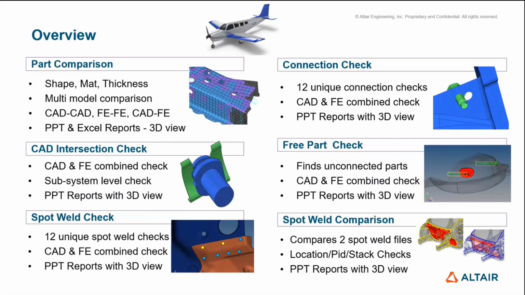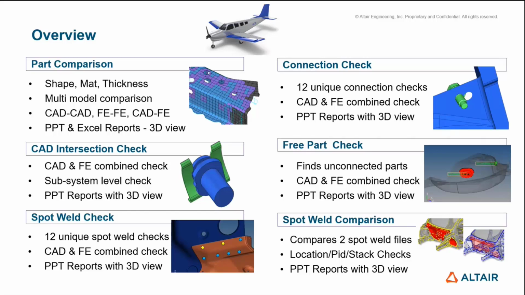Usually I start with this overview of the function. We have part comparison, which compares two models. Then we have intersection check, which does the intersection check on our CAD data, finds the problems, and reports in a PPT and Excel. The next one is spot weld check, which checks the spot weld data against the CAD data and finds out all the issues related to the spot welds.